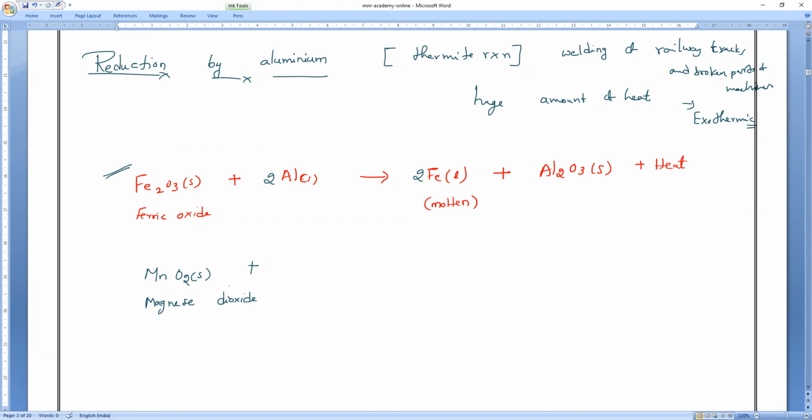So manganese dioxide reacting with the aluminium. What will happen? Here I called you, but no response. If no interest, leave the meeting. No issues. So they react and it will form, instead of iron, manganese metal, molten metal. I am writing liquid molten metal, and it will form aluminum oxide plus heat. Now, I am giving girls a chance to balance it and boys to generate a CBQ from this.